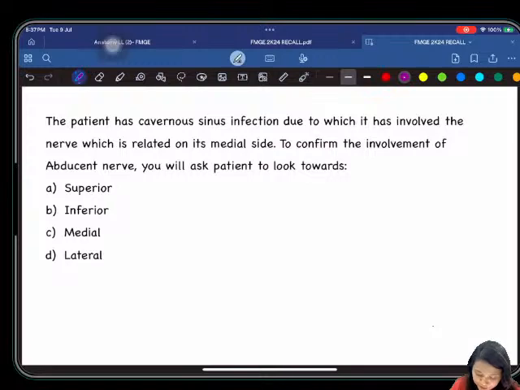Now the next question. Has anybody attempted this question? A patient has a cavernous sinus infection due to which it has involved a nerve which is related on its medial side. To confirm the involvement of the abducens nerve, you will ask the patient to look towards superior, inferior, medial and lateral. Now this is a very easy answer. Anybody who has attempted this can answer in the chat.